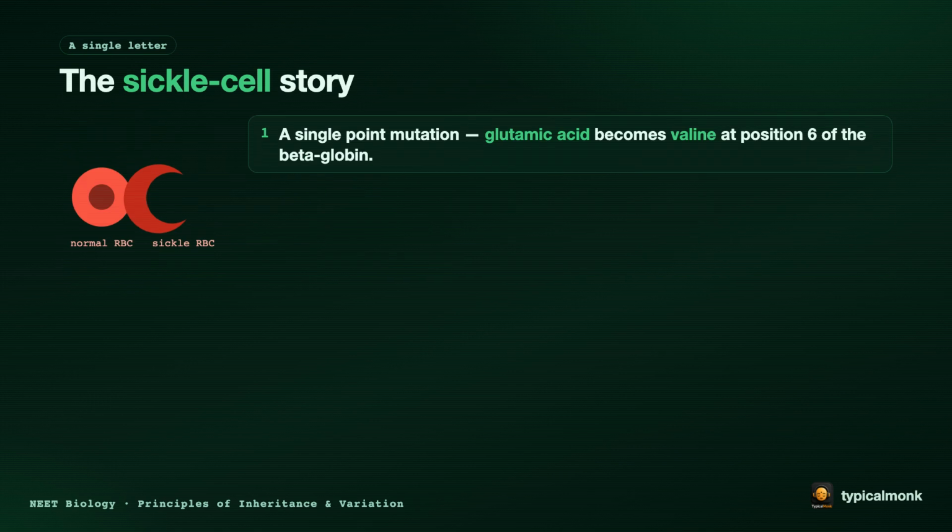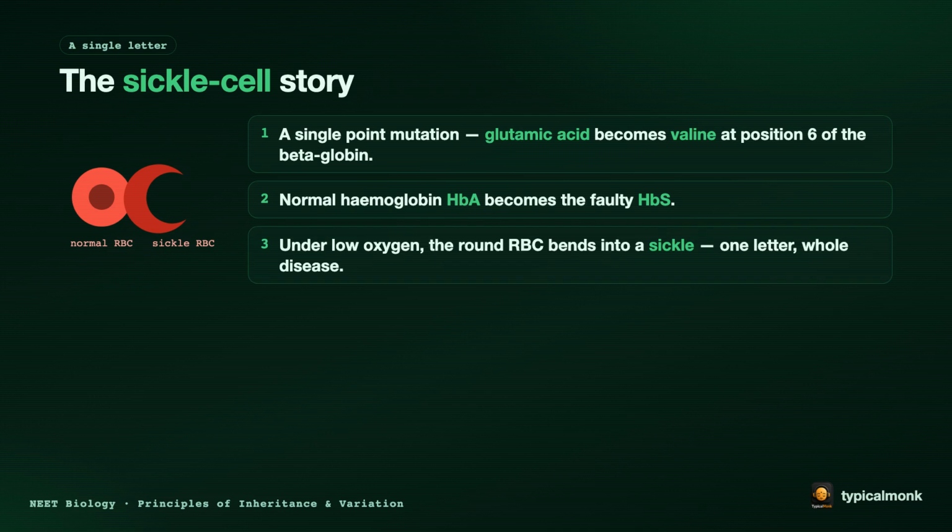Now the story of a single letter, sickle cell. Look at this picture. A single point mutation, at position 6 of the beta globin, glutamic acid is replaced by valine. The normal hemoglobin HbA becomes the faulty HbS. Under low oxygen, the round red cell bends into a sickle. One letter, a whole disease.